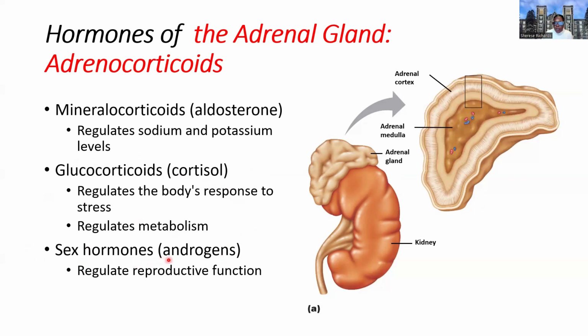And then sex hormones or androgens are secreted by the 3rd layer. This is going to help with the reproductive function, and androgens will be a precursor for the sex hormones in both males and females. So these are the 3 hormones we find being released from the cortex.